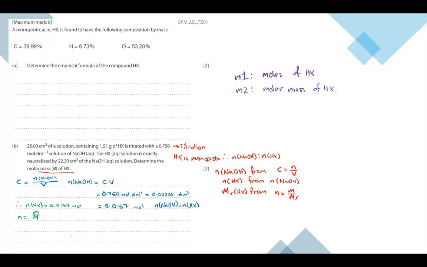So now that we know how many moles of this acid we have, we can go moles equals mass over molar mass. Therefore, we can rearrange that so that our molar mass of HX equals mass divided by moles, just simple rearranging of the equation. So it's 1.51 grams over 0.0167 mole from the previous part, which gives us 90.4 grams per mole.